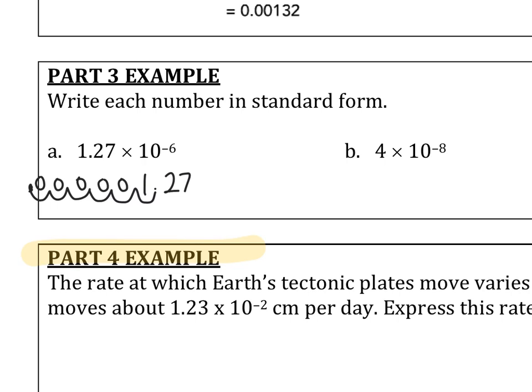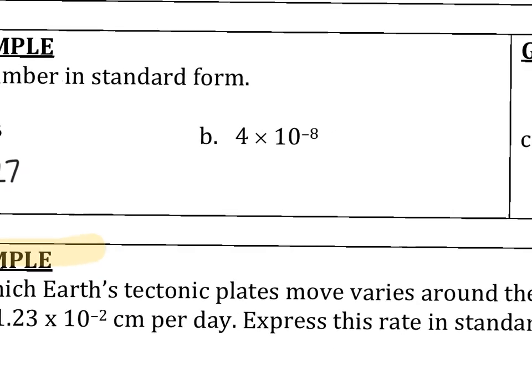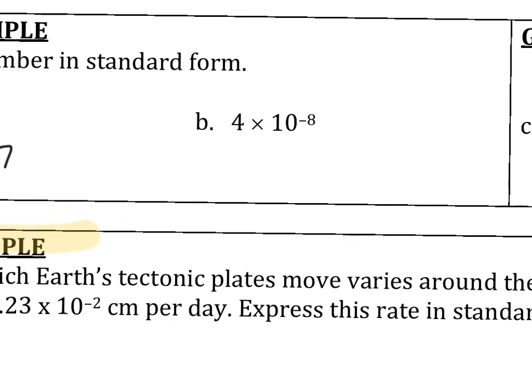That's my new number. I'm going to do B. If you want to pause the video and try it on your own first, feel free. So 4 times 10 to the negative eighth. Note that currently 4 is really the same as 4.0, right? You can think of it as 4.0, and the decimal point's after the 4.